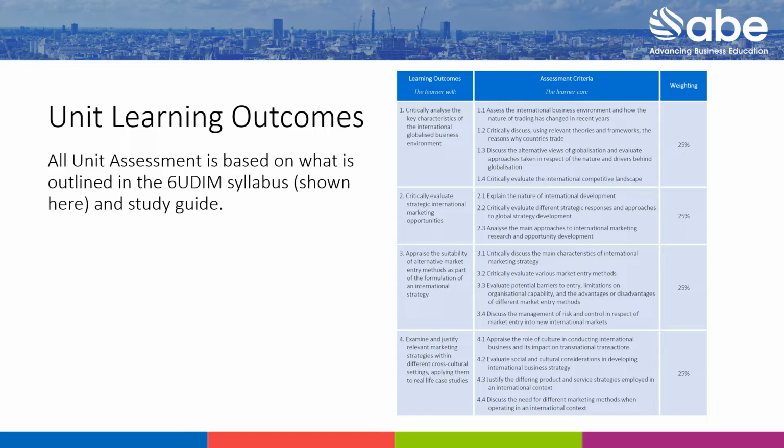The 6 UDIM syllabus provides the framework for what a learner needs to cover. All academic units are carefully validated around learning outcomes and assessment criteria, which this slide shows for 6 UDIM and which can also be found in the study guide. It's important that each learner has worked through the study guide to be able to have an understanding of the 16 assessment criteria shown in the table. All 6 UDIM unit assessment is based on what is outlined in the syllabus and study guide.